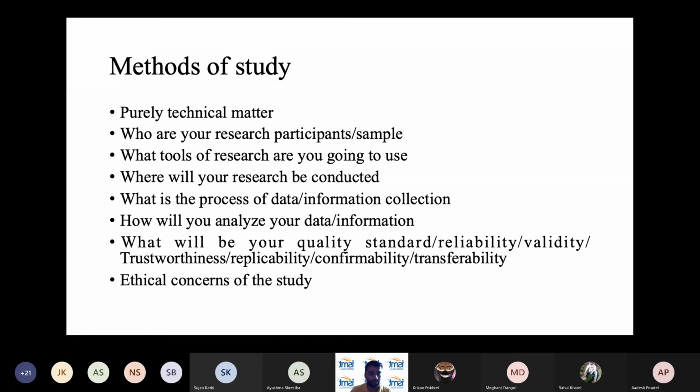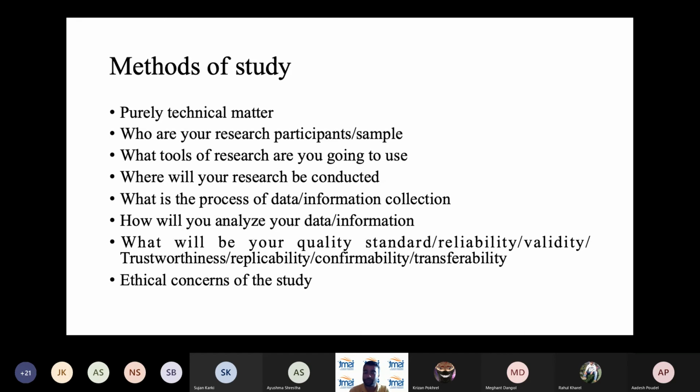How will you analyze your data, whether it is quantitative or qualitative, or whether you are going to use a combined method? What will be the quality standard: reliability, validity, trustworthiness, replicability, confirmability, and transferability. Here we'll study the reliability and validity part. You need to focus on what you are trying to achieve in your research, and it should measure that, which is associated with validity, correctness, and reliability. Replicability is associated with reliability, and correctness is associated with validity.